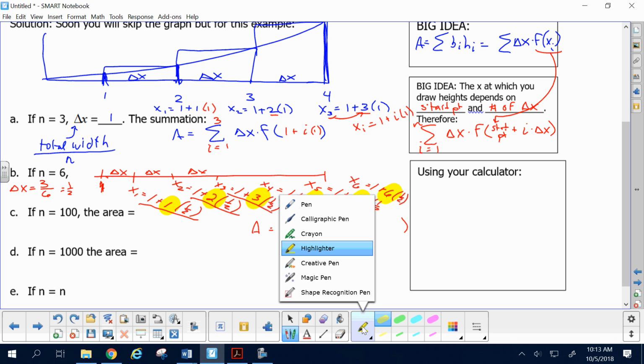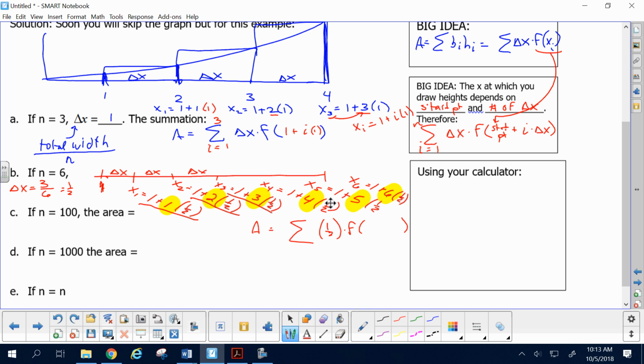So when I go to write this, it's always 1 plus some number of 1/2, and that some number is the counter i. Now we started with an i of 1 and ended at an i of 6. That's the summation based on 6.